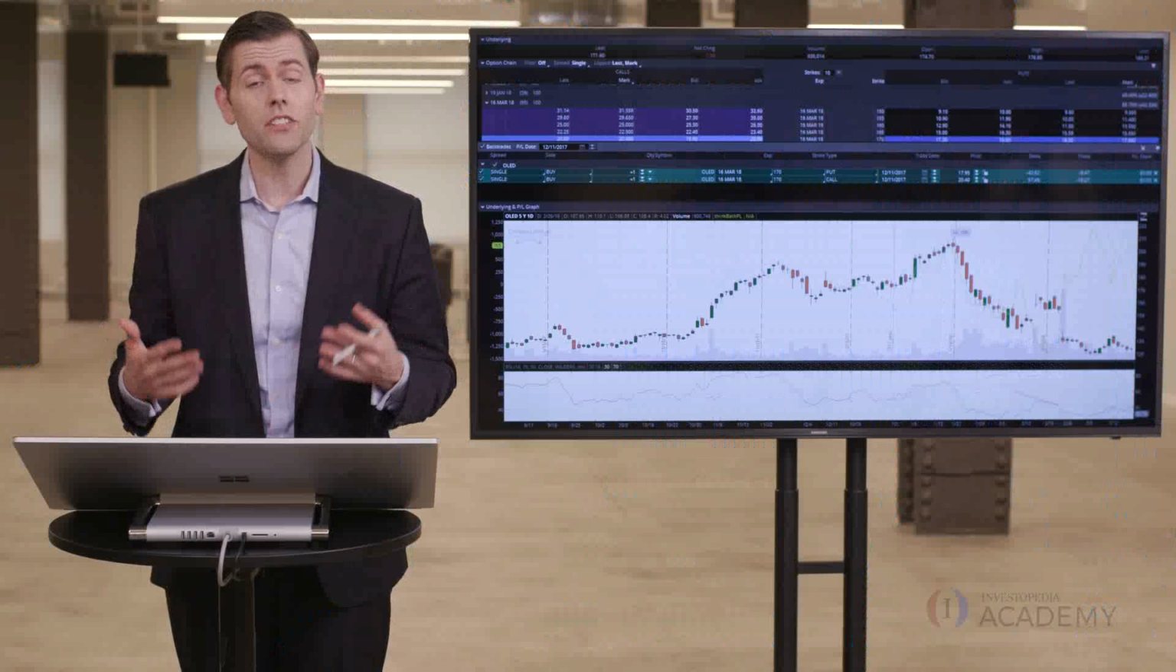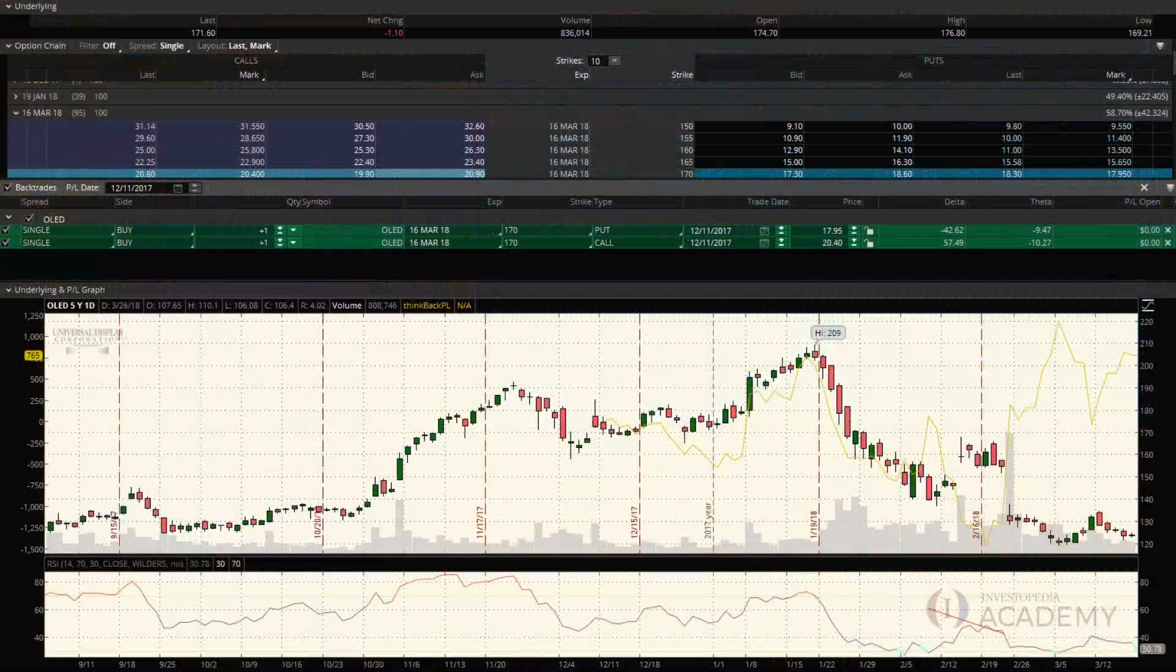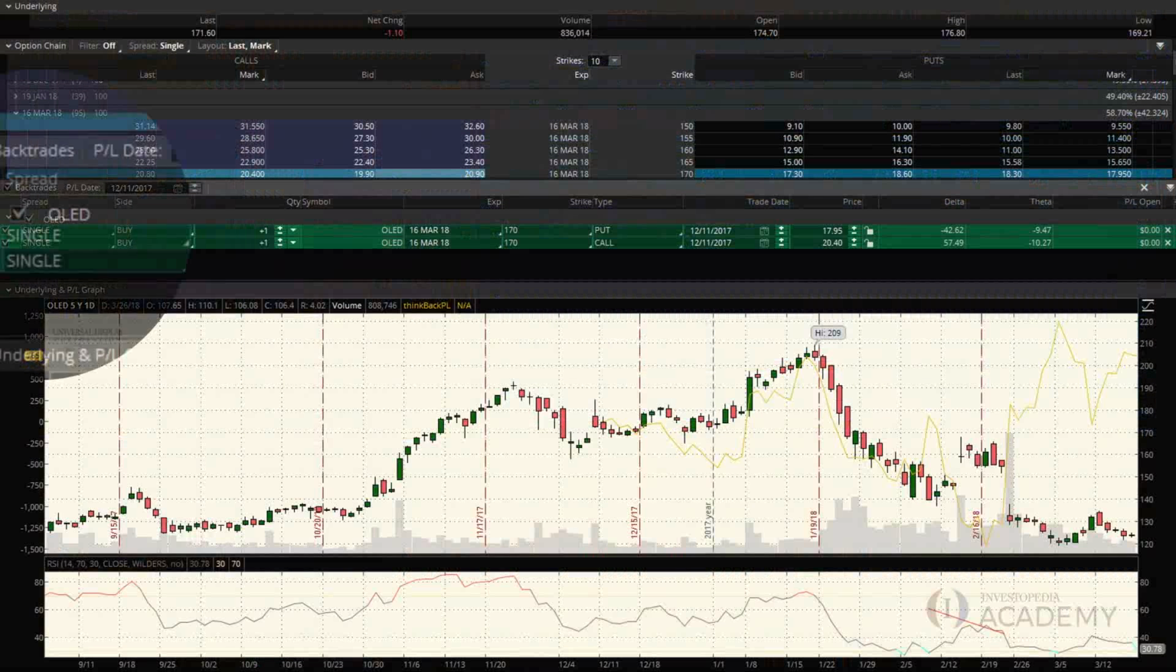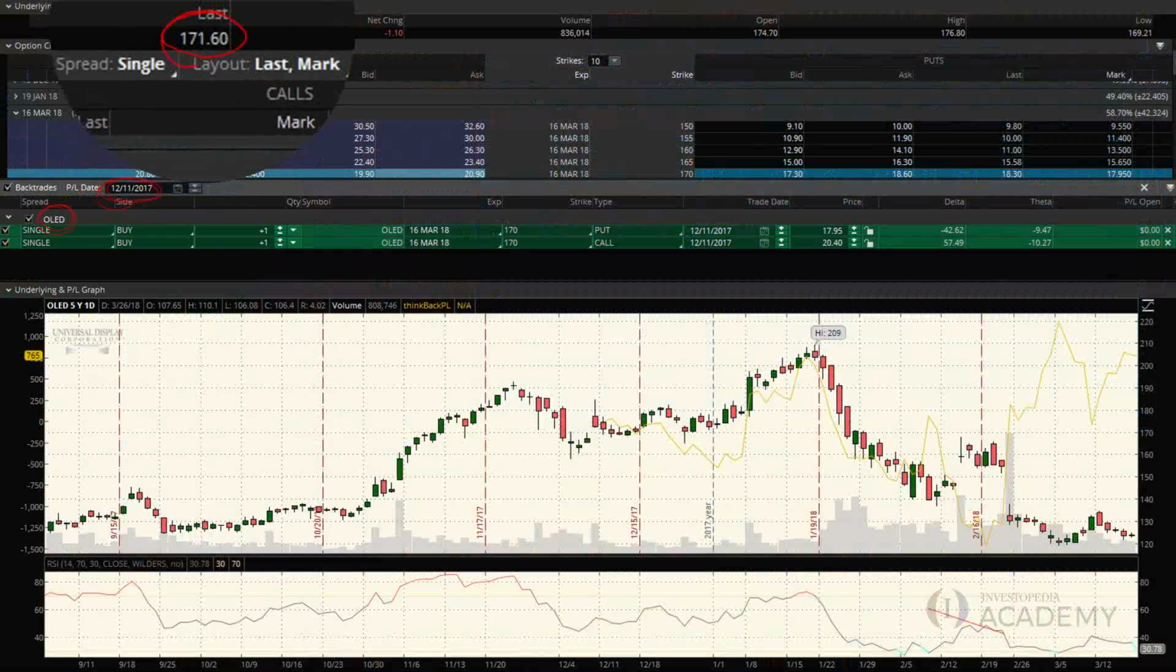So now let's go ahead and do an example of a long straddle, so follow along in your workbook. The stock that we're going to be looking at is OLED, O-L-E-D, and the date is December 11th, 2017, and the price of OLED on that day is 170.160. So we'll call it 170 to make it easy.